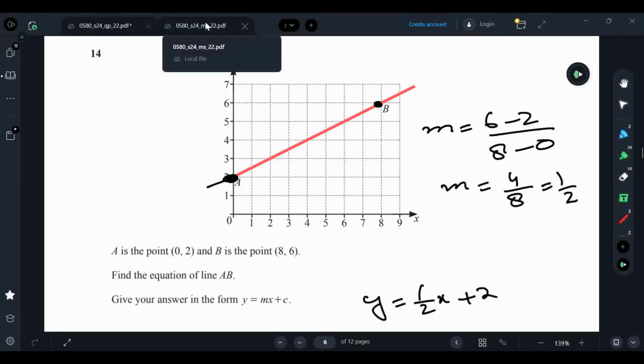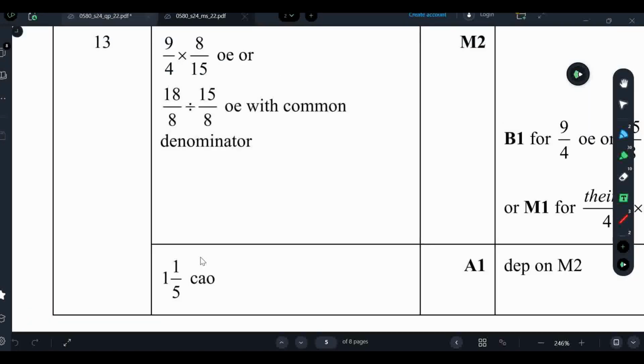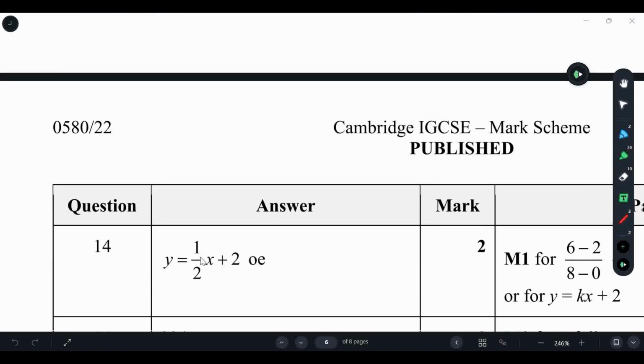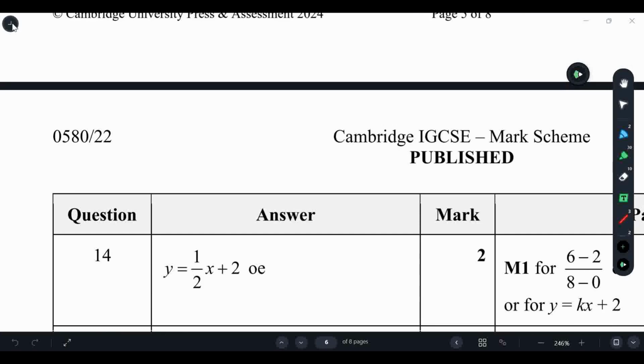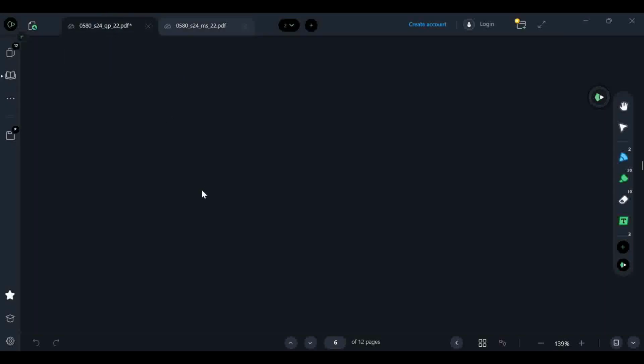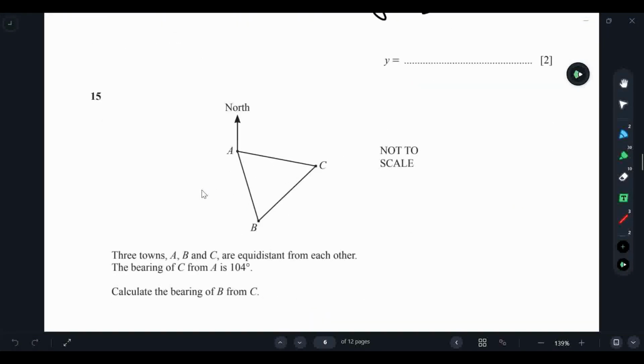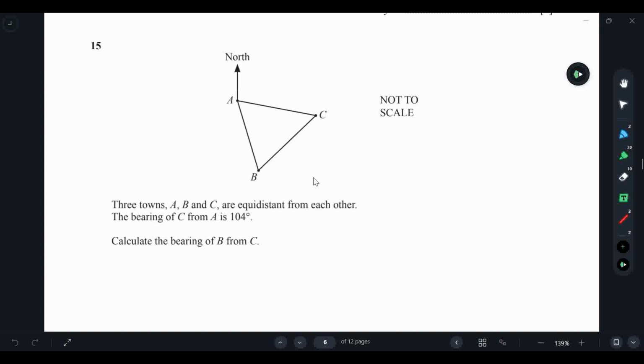Let me check the answer for question number 14. 1 by 2 x plus 2. Now let's move to question number 15. This one is question number 15.